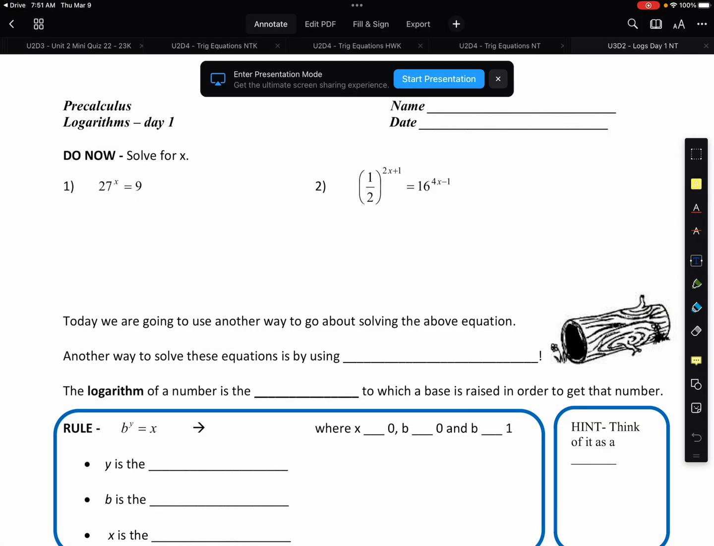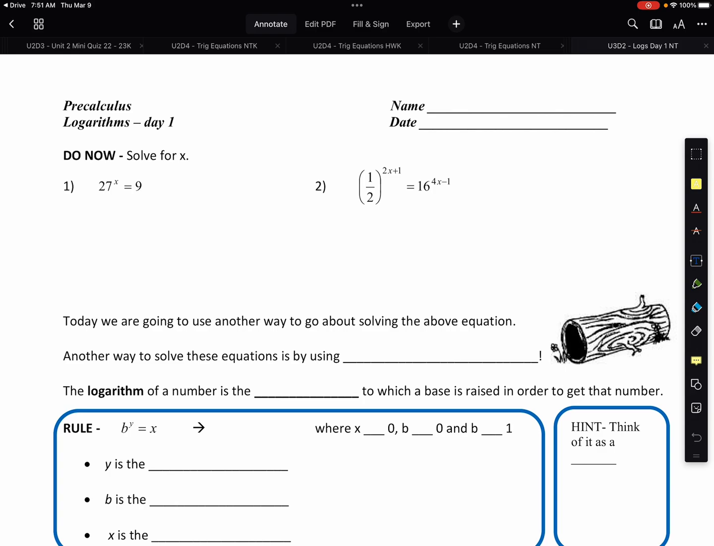All right, so looking at the do now, it kind of goes off what we did the other day. So we want to get the exact same base. 3 to 3x equals 3 squared. 3x equals 2, x equals 2/3. All right, so just doing some review here.